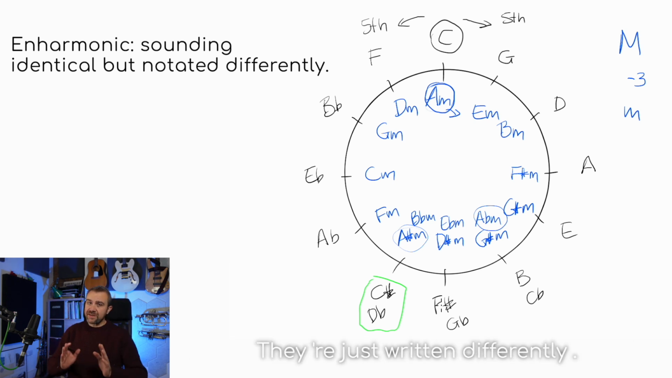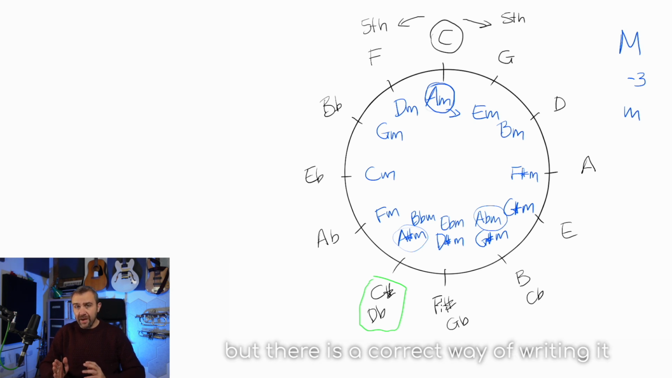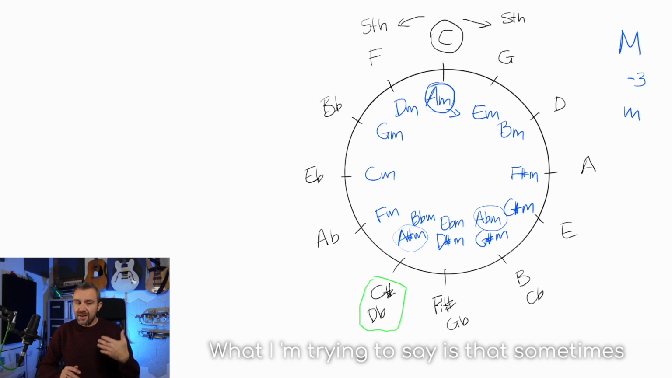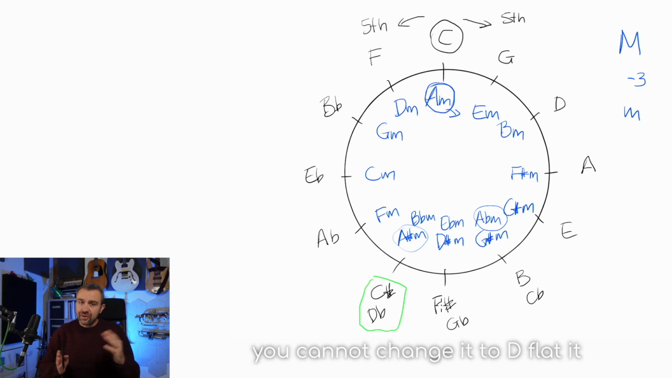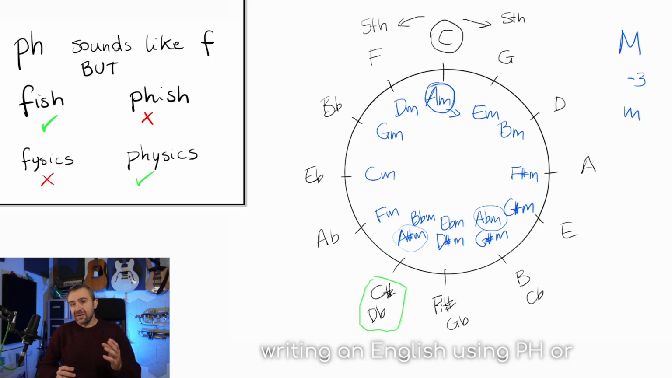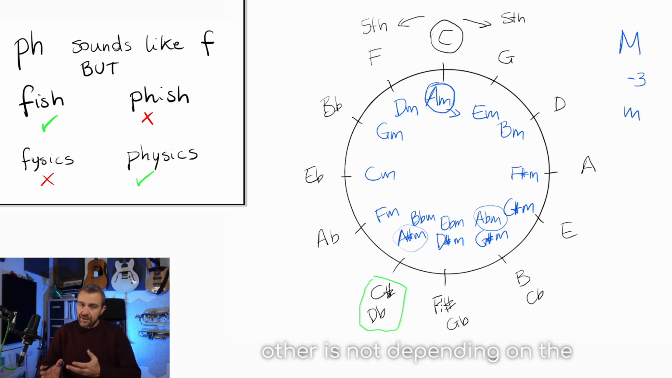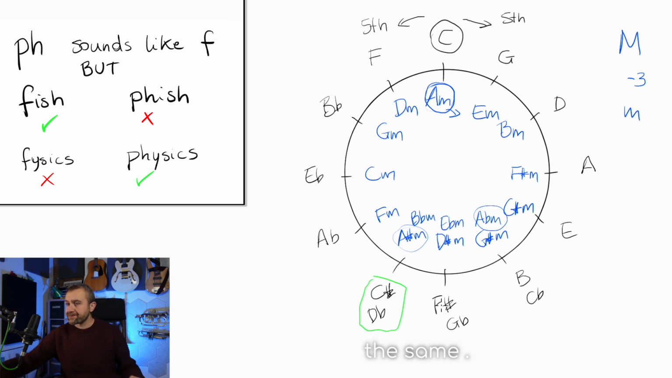They're just written differently. It might be confusing at first, but there is a correct way of writing it and a non-correct one. What I'm trying to say is that sometimes if in a score you have a C sharp, you cannot change it to D flat. It would be very similar to writing in English using PH or F. One way is correct and the other is not, depending on the word, even though they sound exactly the same.